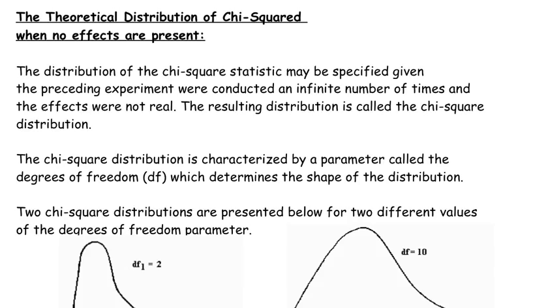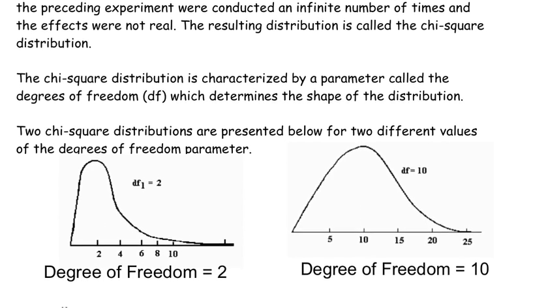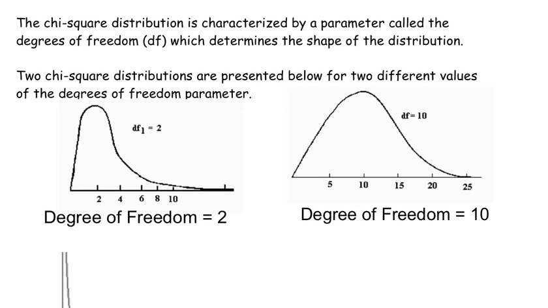All right, what we're going to talk about next is called the degrees of freedom. You don't need to write any of this down either. The distribution of chi-square statistics may be specified given the preceding experiment were conducted an infinite number of times and the effects were not real. The resulting distribution is called the chi-square distribution. So there's this little curve here. And the chi-square distribution is characterized by a parameter called the degrees of freedom.